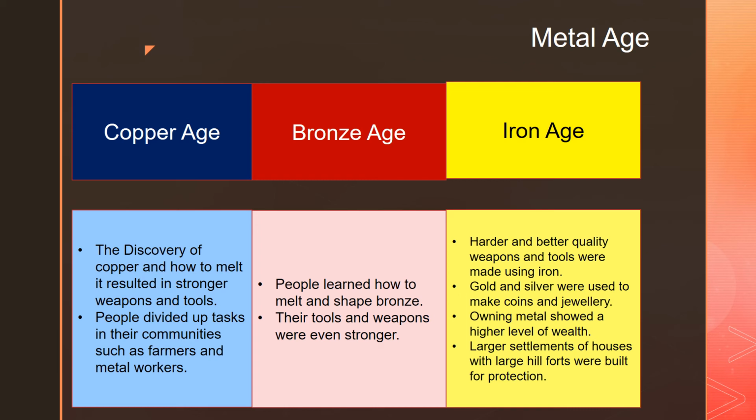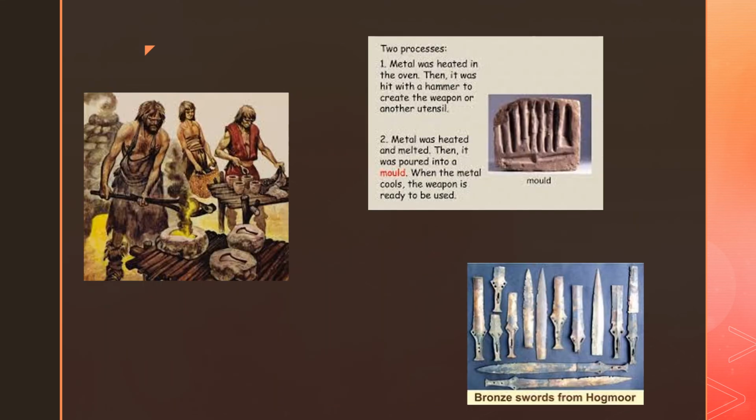Owning metal showed a higher level of wealth, and larger settlements of houses with large hill forts were built for protection. There were two different methods used to make weapons.